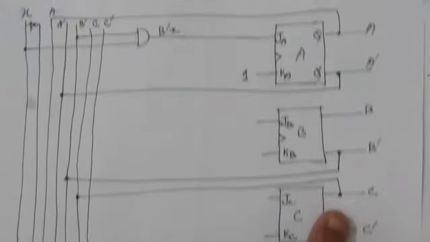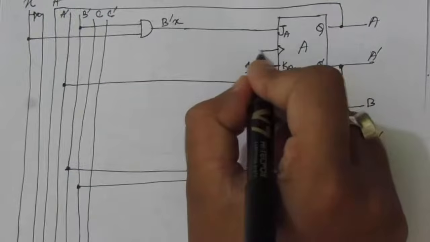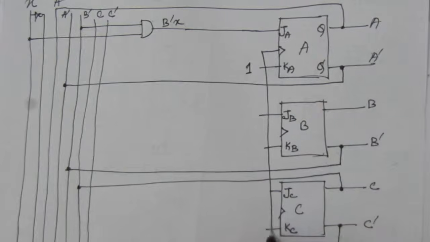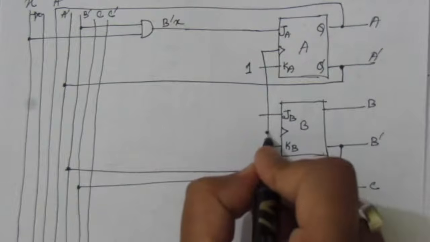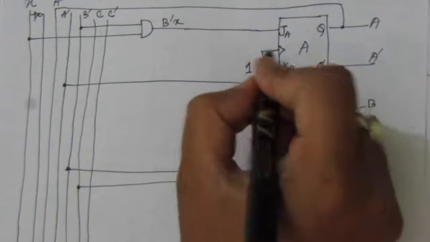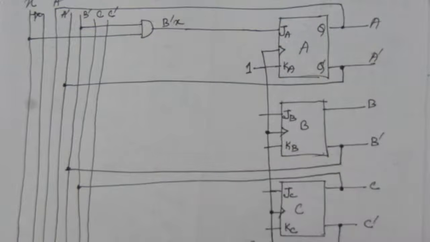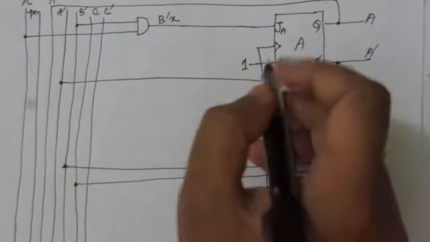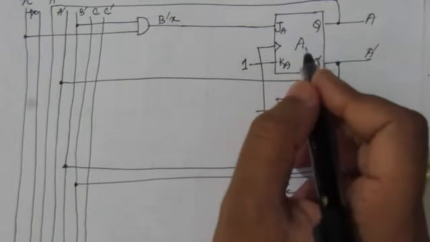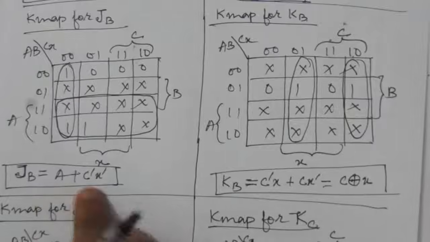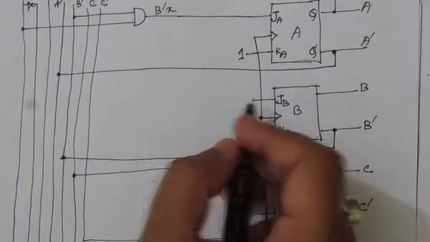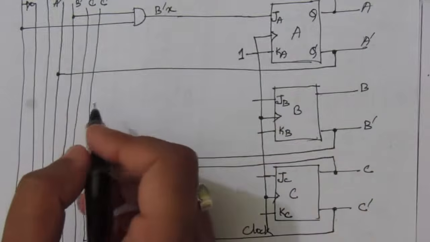Here also you will have to give the clock. These three ports will be connected to the clock signal. So these three are clock. Next we have got the expression for JB. For JB we have A plus C bar X bar. JB is A plus C bar X bar.